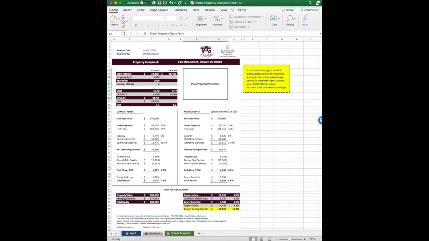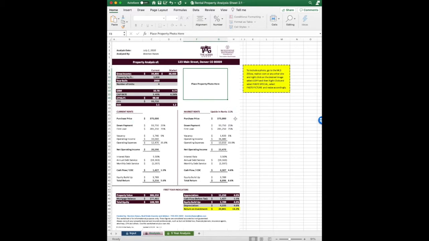Then we can jump over here into our market rents, so we can see that we've got about 11% upside in our rents, which is pretty good. I like to see double digits. That gives me a little bit of a cushion. In our larger buildings, we like to see some upside if we create some turnover and rehab those units. What could we get? We can judge that.